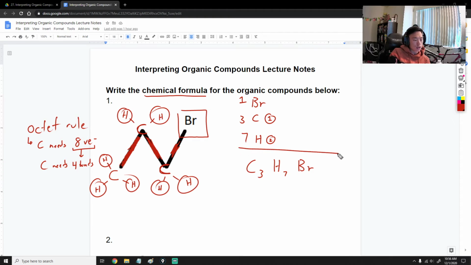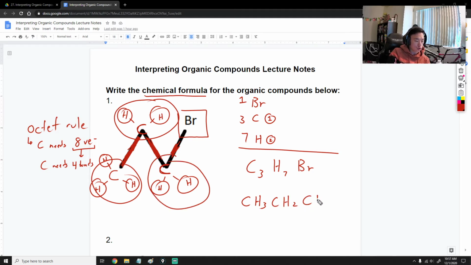Now, I do want to mention there is another way to do this, and I think this is a better way to do it, but either of these answers will be acceptable. What we can do is start with this carbon on the left. It's C and 3 H's, so we can do CH3, and then the next carbon is CH2, and the next carbon is CH2, and then lastly Br. Either of these answers will be acceptable.